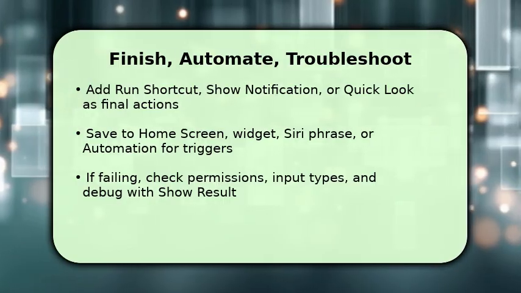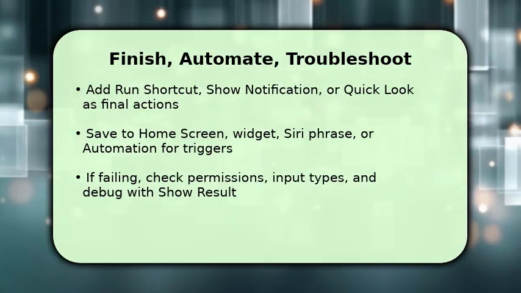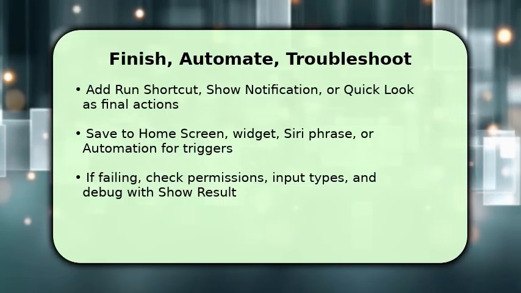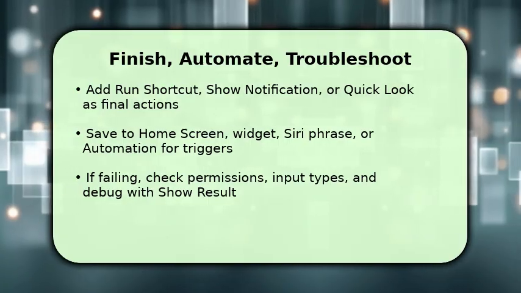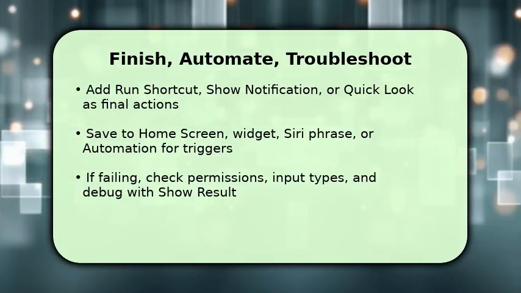If something goes wrong, inspect the failing action, verify permissions and data types, and insert show result or quick look to reveal intermediate values. Once stable, share or back up the shortcut for reuse.